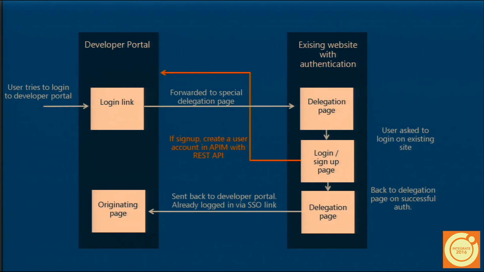You have the Azure Developer Portal, and when the user tries to log in to the Azure Developer Portal, it clicks on the login link, and then it's delegated to your existing website. So in your existing website, you have to configure a delegation page. So every request that comes from the Developer Portal goes to the delegation page, and then the delegation page looks at what's the type of thing you're doing or where you're clicking on, and it figures out where it has to go to. So in this case, because we're going to log in, it goes to the login page. And when the user doesn't have an account, it goes to the register page.